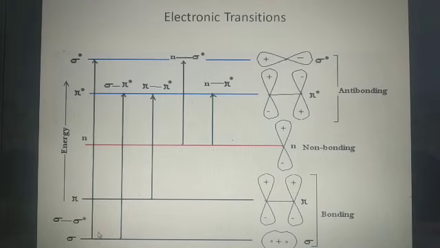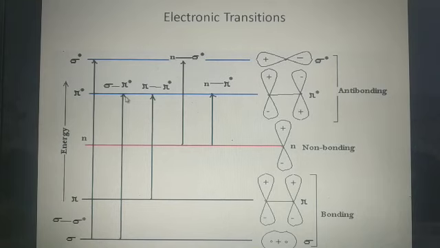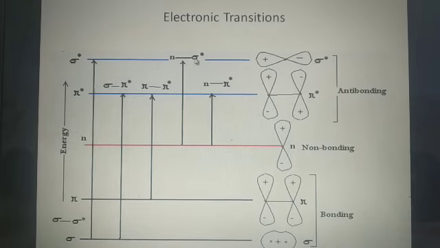So there can be a transition from the sigma bonding electron to the sigma anti-bonding. There can be a transition from the sigma to the pi star, meaning pi anti-bonding orbitals. There can be a transition from the pi bonding molecular orbital to the pi star anti-bonding molecular orbitals. Also, the non-bonding electrons can be excited to the sigma star, meaning sigma anti-bonding molecular orbitals, or they can be excited to the pi star, that is pi anti-bonding molecular orbitals.